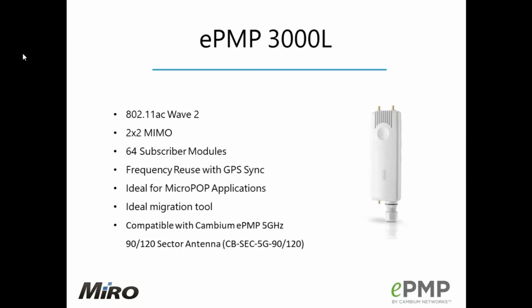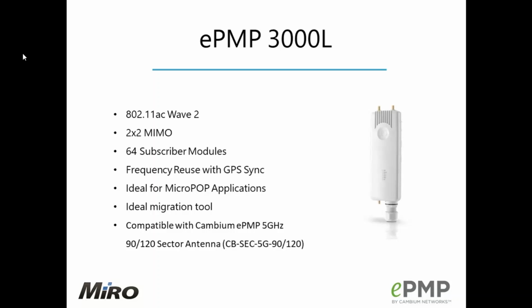So it's still 802.11 AC Wave 2, but because it's looking to serve slightly smaller applications, you have only 2x2 MIMO on this unit, and that's because you're maxing out at about 64 subscriber modules. So still groundbreaking with regards to the number of CPE devices that you can serve, but it's got a little bit less kick than the ePMP 3000.